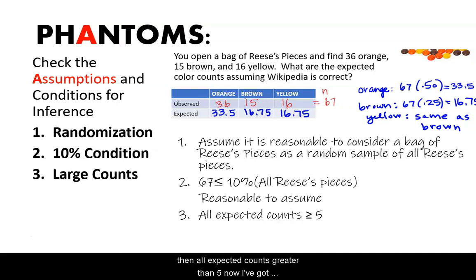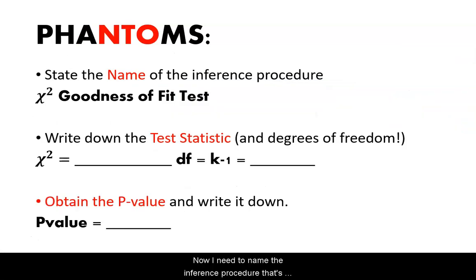Now I've got the work shown. I showed where I got those expected counts. So I showed actual numbers. 67 times 0.5 is 33.5. 67 times 0.25 is 16.75. I've got the work shown and I've got them actually written out for each color category. So yes, all expected counts are greater than or equal to 5, and you can see those counts checked in the table. All right, now I need to name the inference procedure.